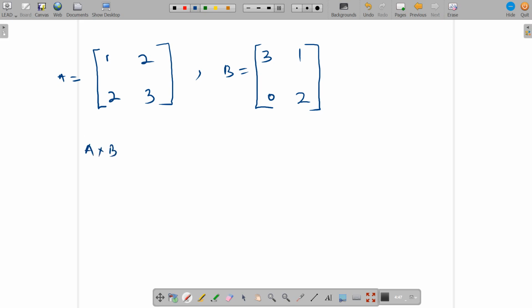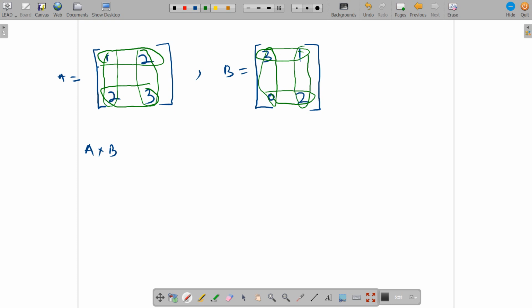Don't forget what I said. This is the row. Let me pick a red now for clarity. This is the row here, and this is the row here. Now this is a column here, and this is also a column here. So it's 2 by 2. This one also 2: row 1, row 2, column 1, then column 2. That's fantastic. So the multiplication is now going to be like this.